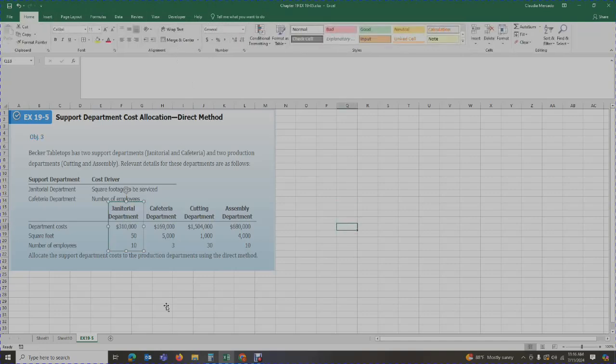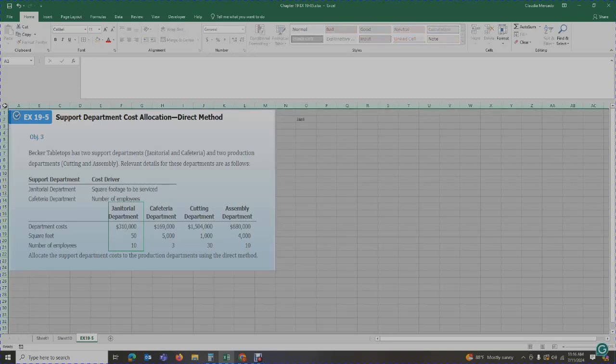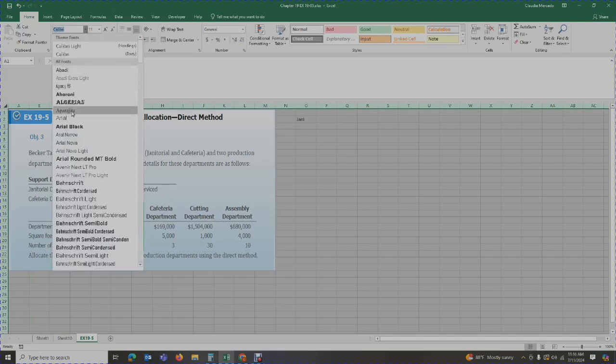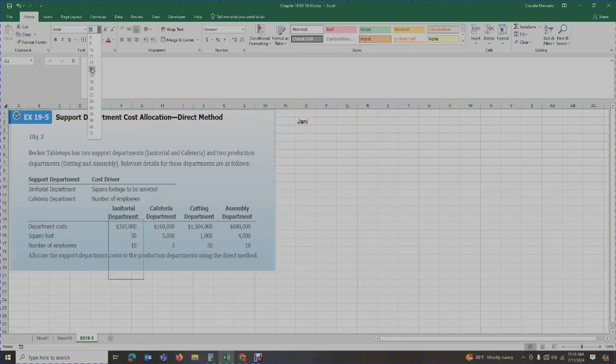There we go. Okay, so we're looking at the janitorial department. So we have to distribute those $310,000 that it's costing the company to the cutting department and the assembly department based on square footage. Okay, so let's put it here. Janitorial. Let me make this a little bit bigger. Okay, let's do 14.